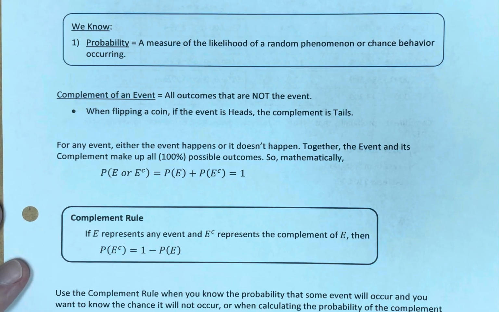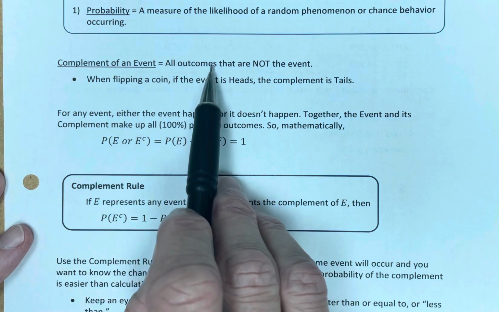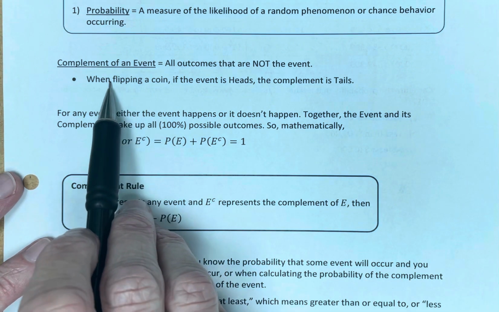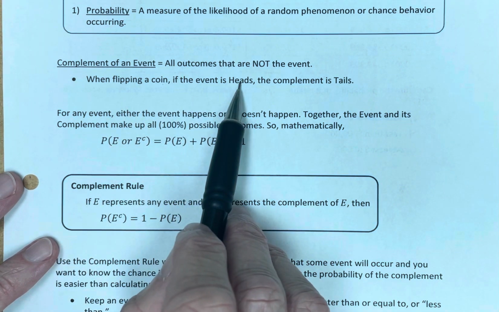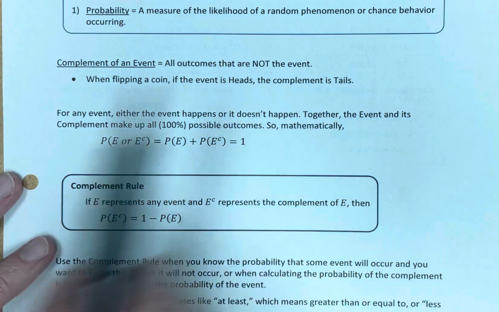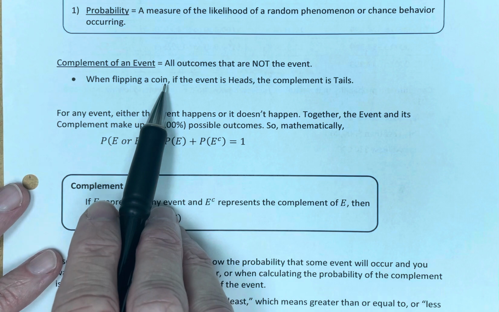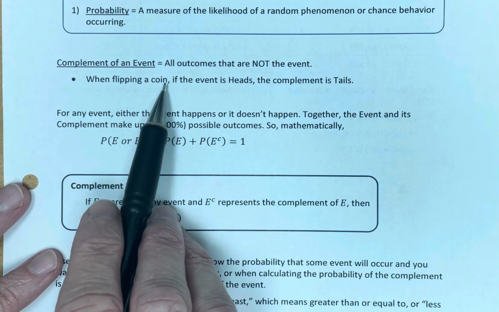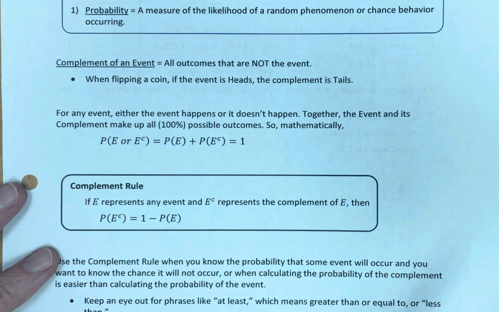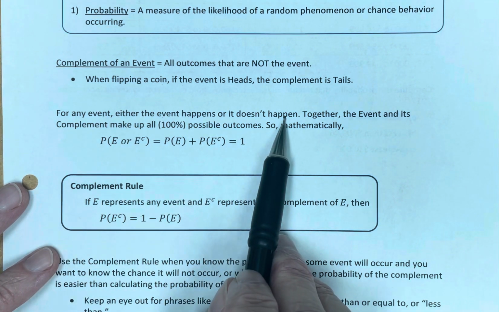So what is the complement of an event? The complement of an event is all outcomes that are not the event. They would be part of the complement. So when flipping a coin, if the event is heads, the outcome that is not heads, the complement, is tails. If rolling a die, we want an even number. That's the event. The complement would be rolling an odd number, the numbers that are not even. Those are complements. For any event, either the event happens or it doesn't happen.